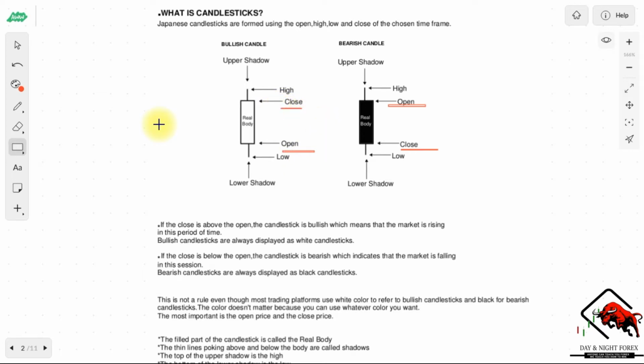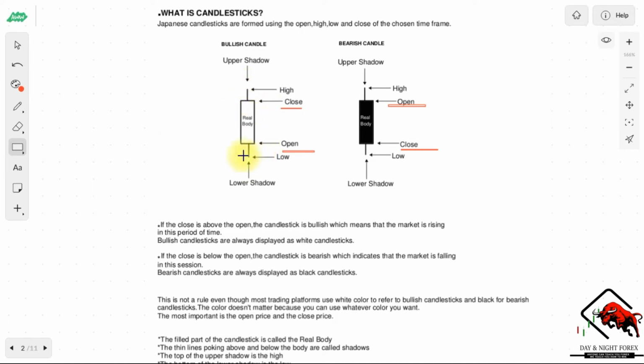The filled part of the candlestick is called the real body. So this is our real body right here that you're seeing. The black part and the white part in this instance is our real body, and then the thin lines poking above and below the body are called shadows. So as I demonstrated, these are our shadows.